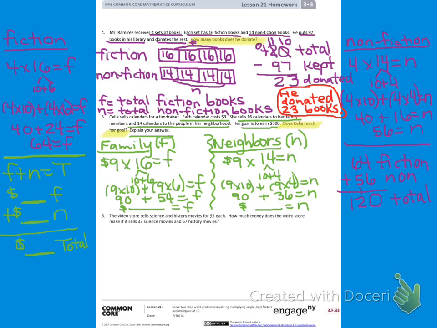Then all you need to do is answer the question, does Celia reach her goal? You write it in a sentence. Yes, Celia reaches her goal because, or no, Celia did not reach her goal because. The reason we have to put because is the directions tell us to explain our answer.